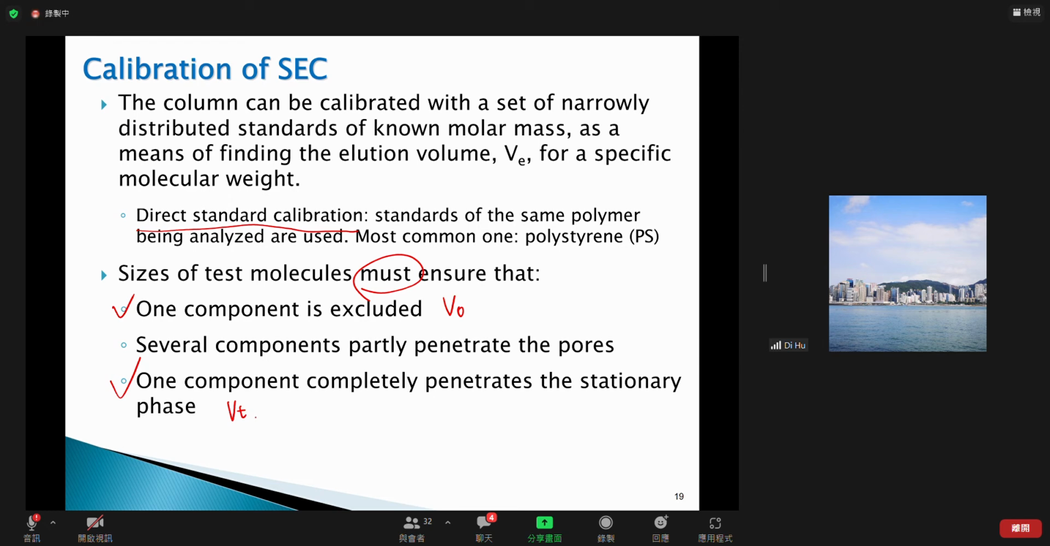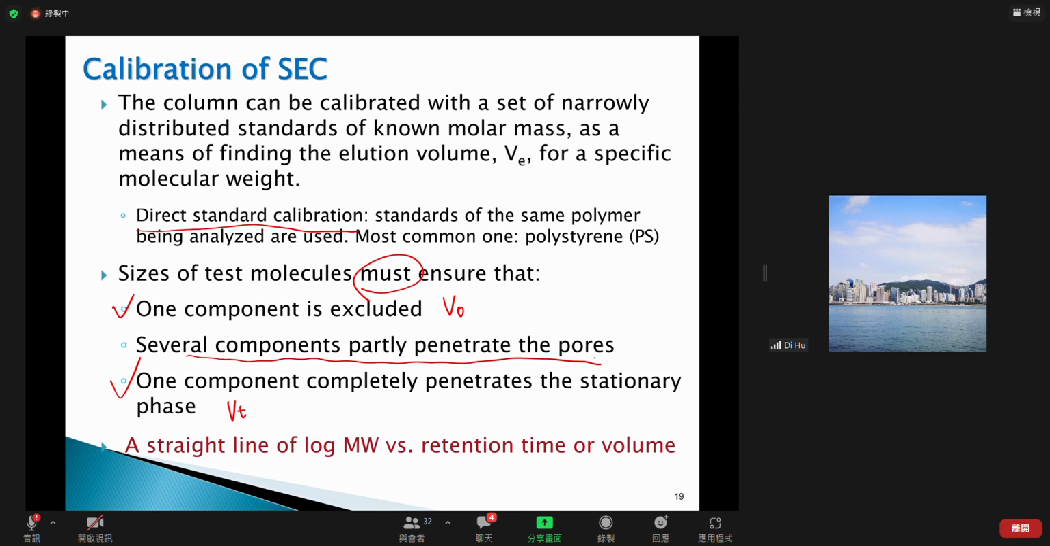This is a small molecule, and it is opposite to any other chromatogram. For any other chromatogram, the solvent molecule is the first to come out. But here, the solvent just goes through all the pores, so it will be the last to come out. But anyway, you want one compound that completely penetrates, and you want several compounds that partially penetrate the pores.